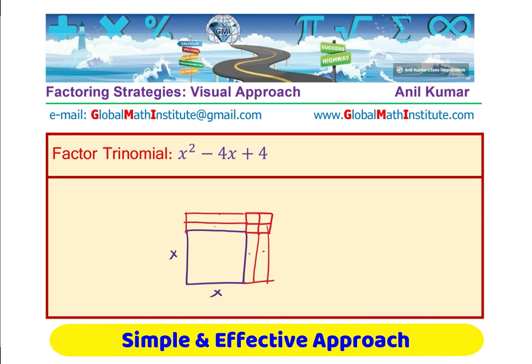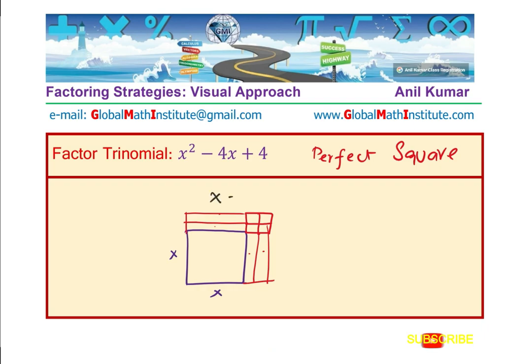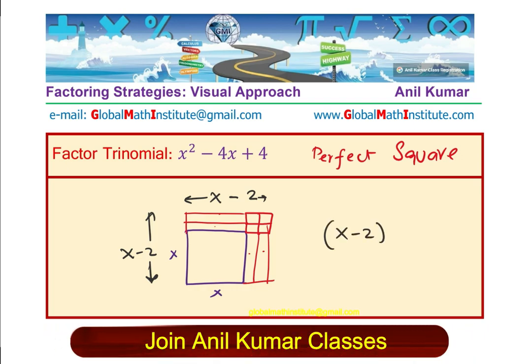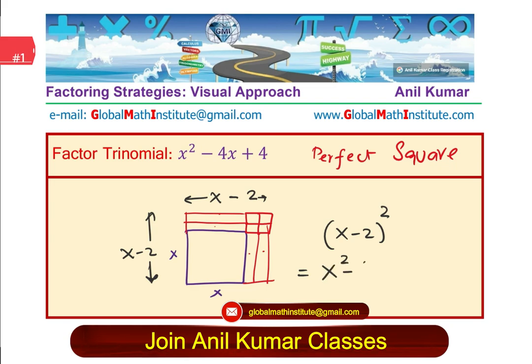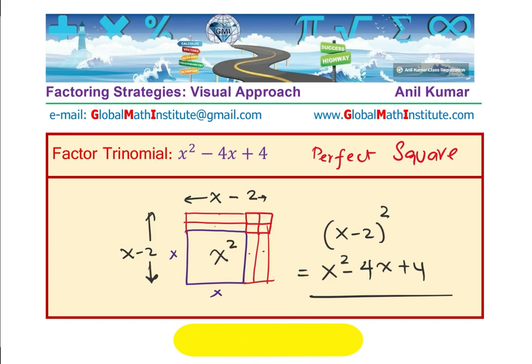So I don't have to borrow any tiles to complete this. So this is a perfect square, whose dimensions are, as you can see very clearly, x minus 2, right? And on this side also, x minus 2, correct? So, x minus 2 whole squared is what we have, whose area is x squared minus 4x plus 4. Do you see that? So for perfect squares, we don't have to borrow any tiles or add. All are sufficient to get this complete square.